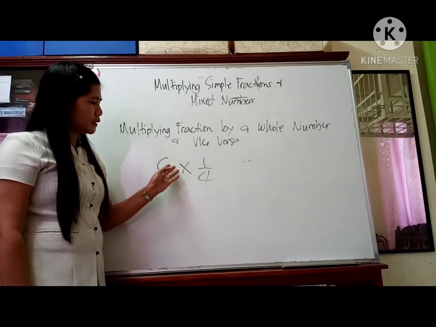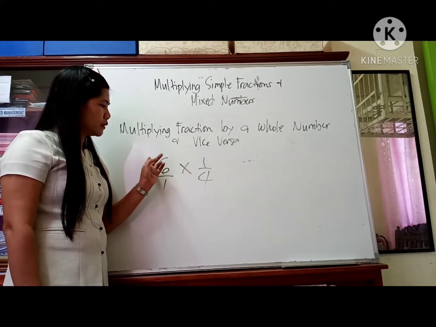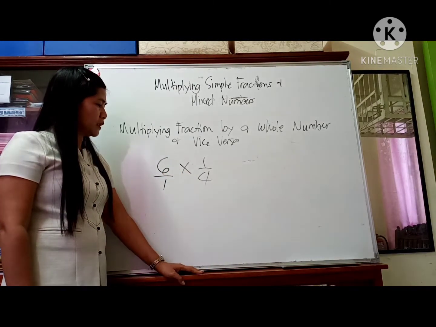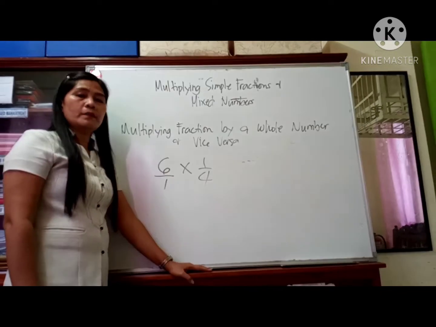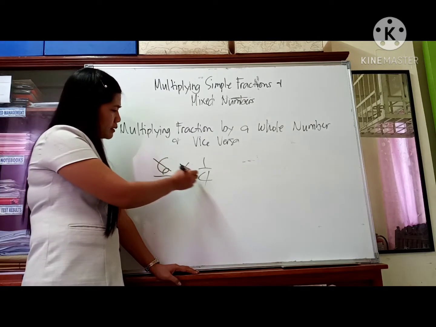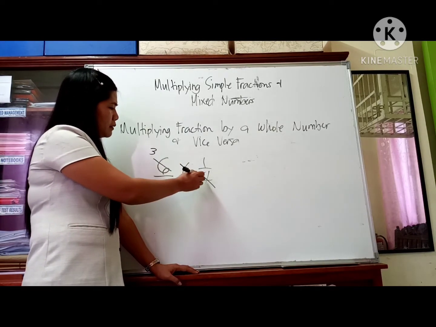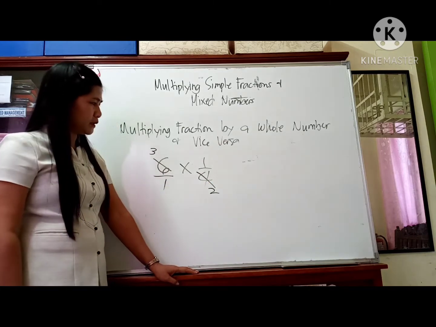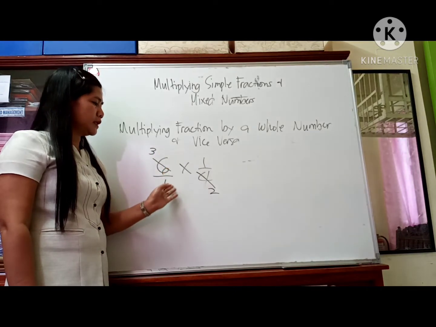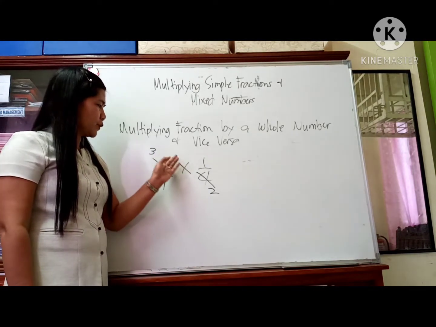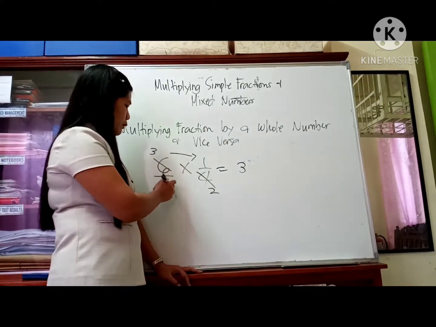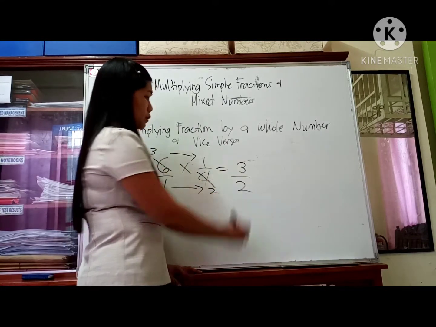So you are going to look now if you can cancel the numerators and denominators. As you can see, 6 and 4 can both be divided by 2. So we will cancel it. 6 divided by 2 is 3. 4 divided by 2 is 2. So, you are going to multiply now the numerator by the numerator, the denominator by the denominator. So, we have 3 times 1 is equal to 3. Then 1 times 2 is equal to 2.